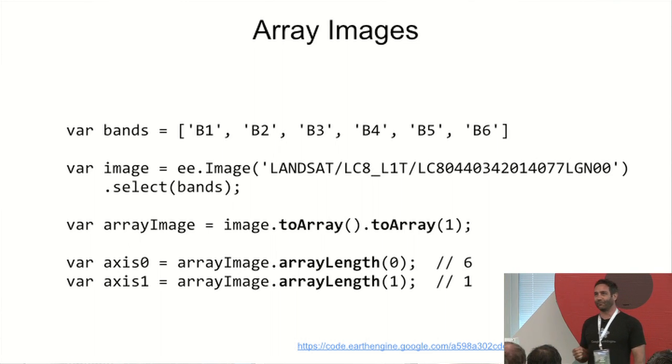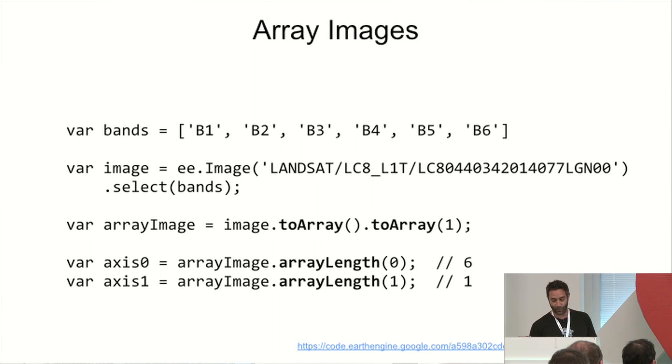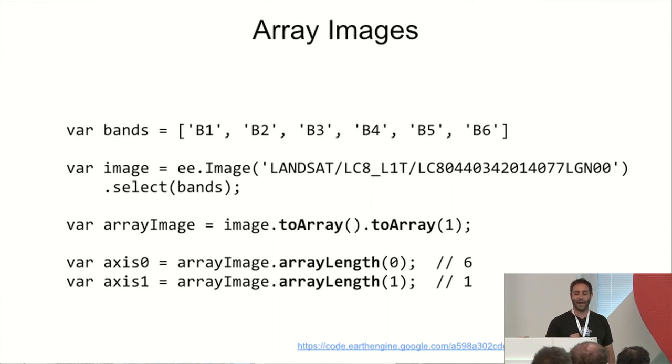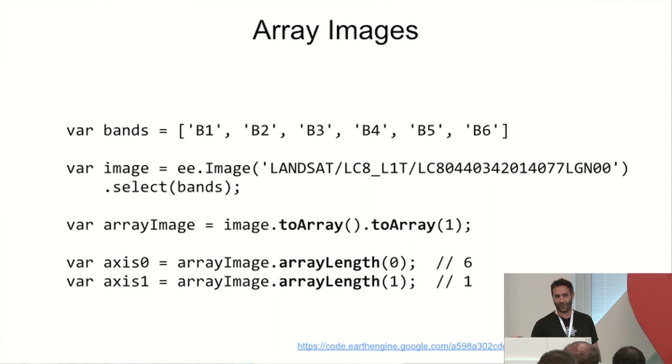Okay, so this is just the real example of everything that I just said in words. Specifically, here are our 6 bands. Here's our image. We'll just select off those bands. Here's the .toArray.toArray1. And what you get as a result is a length 6 on the 0 axis and a length 1 on the 1 axis. So the new command to note here is array length.